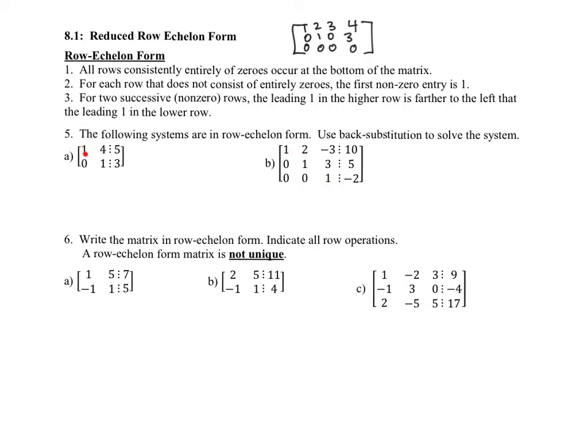This is also row echelon form, because there's a 1 here, and the first non-zero here is a 1 here. So it often makes a little X pattern, a diagonal of 1s. But if there's a row of zeros, it would be at the bottom.